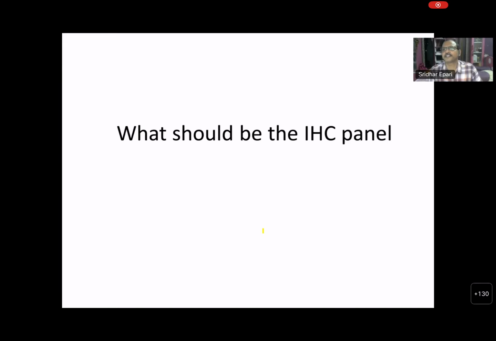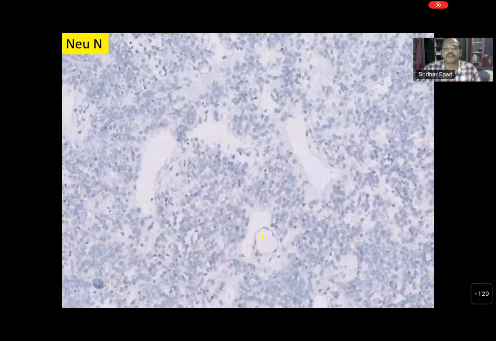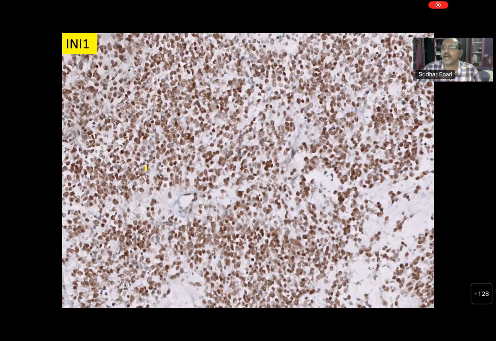So what should be your IHC panel? You have a few entities which you can pick up as a specific entity based on IHC. What you described last case was INI1 and BRG1. Would you like to do that first? Sir, in this, we can go for LIN28A directly. First, do whatever standard one proves it. You need to do the INI1 first, which is commoner.